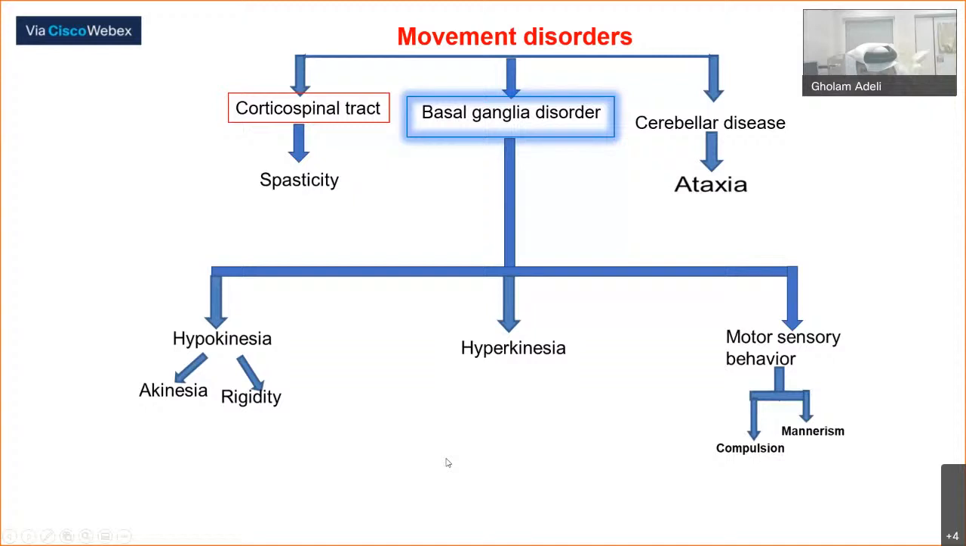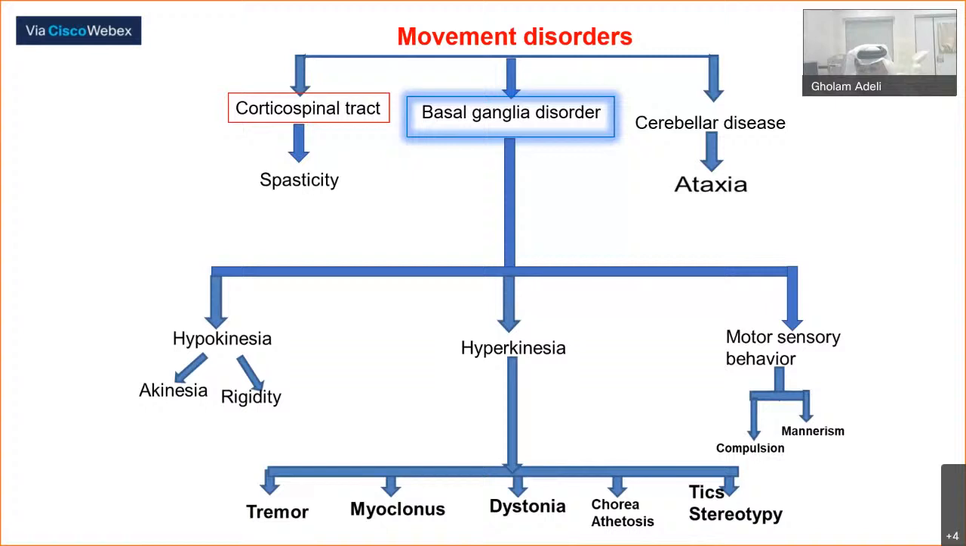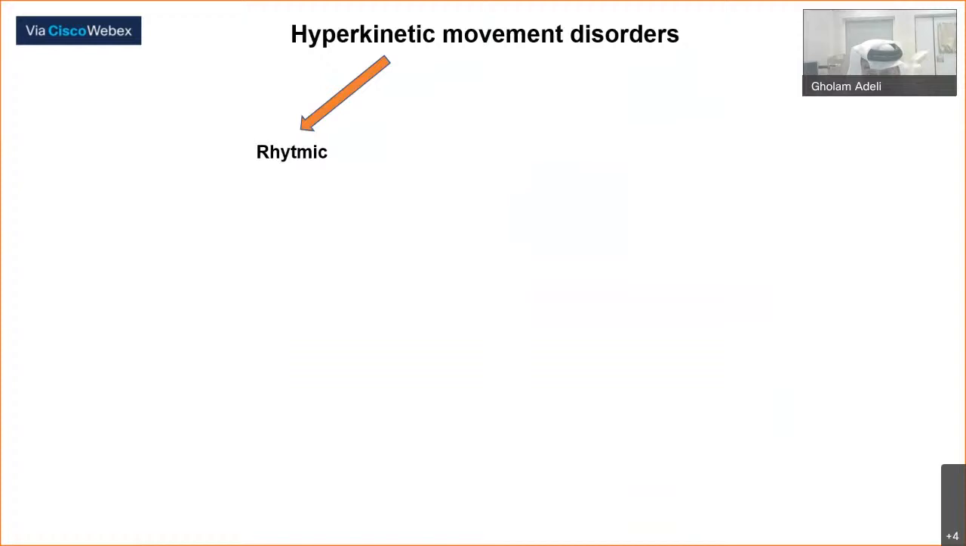So for hyperkinesia, we have several types. To know these names, I put an easier, explanatory slide here: how to break down a hyperkinetic movement disorder. And I always tell the juniors, describe what you see, because by description I can better know what they mean. Most of them refer to me and say, I have a patient with tremor. I don't know what you mean by tremor. What do you mean by dystonia? So if you have a hyperkinetic movement, the first thing you have to tell me is, is it rhythmic or non-rhythmic?